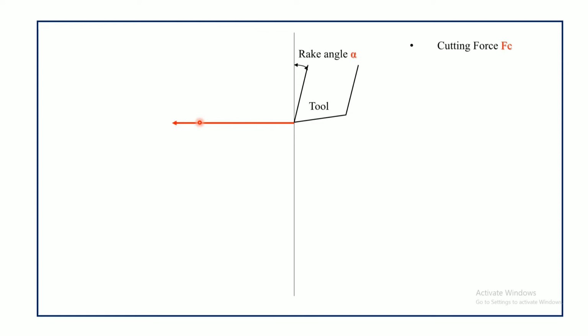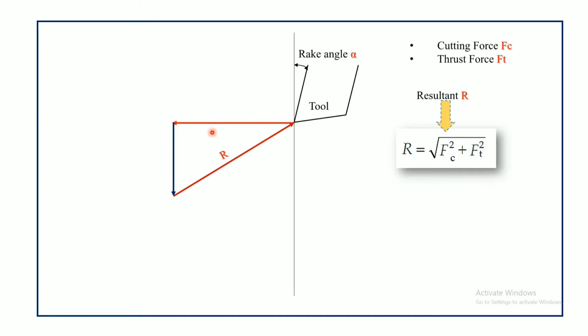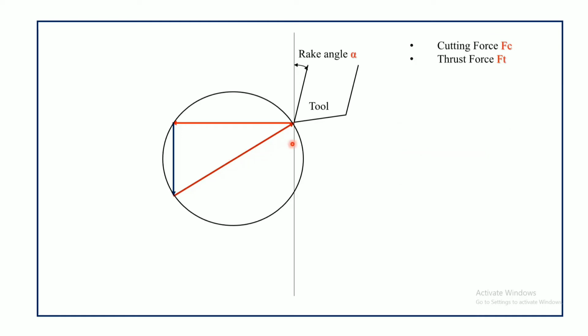Then we have to draw the thrust force, which is perpendicular to the cutting force, with a proper scale and proper magnitude. Then we have to draw the resultant of these two forces, the cutting force and thrust force, which will form a triangle. Now take the midpoint of this resultant as the center of the circle and draw a circle passing through this triangle. This circle is called the merchant circle.